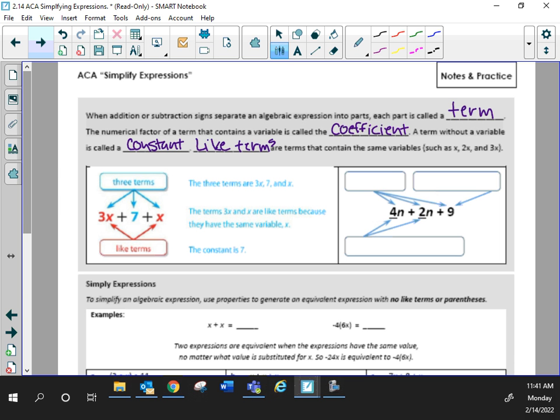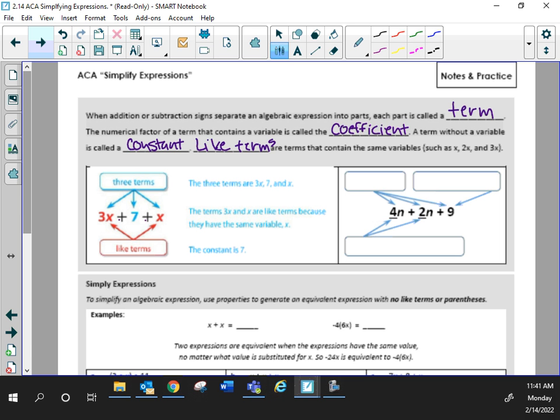Like terms are terms that contain the same variable. So x, 2x, and 3x are all like terms because they all have an x. So one more time, like terms contain the same variable. So x, 2x, and 3x are like terms because they all have x. Okay? So they gave us an example.